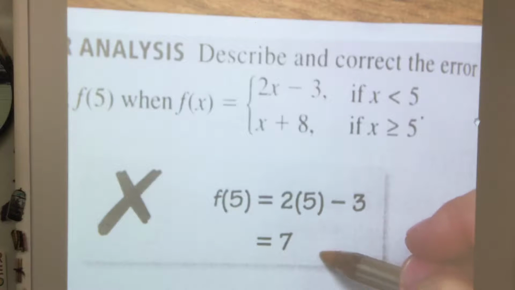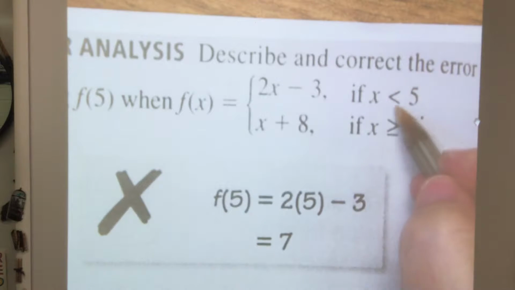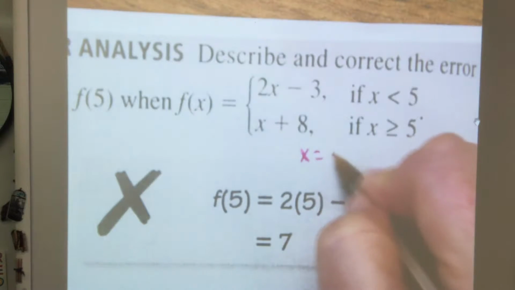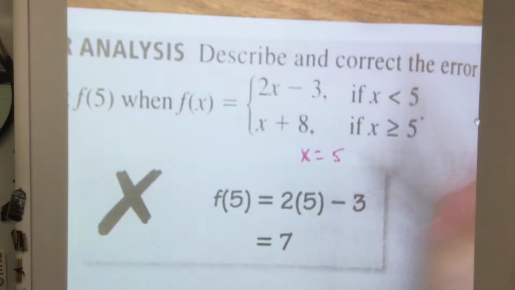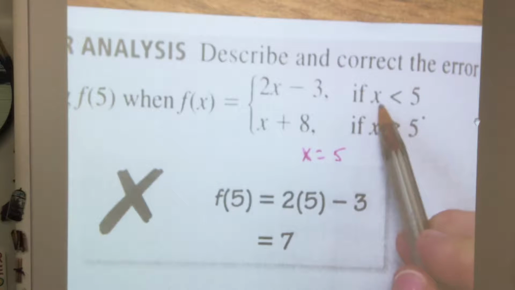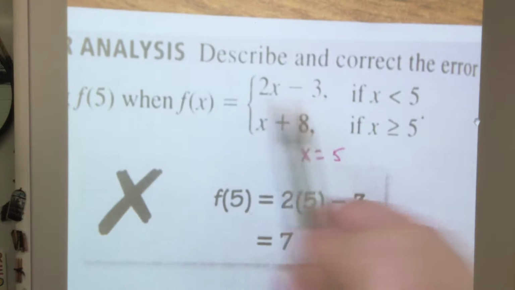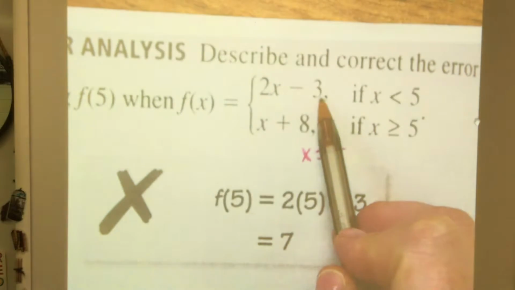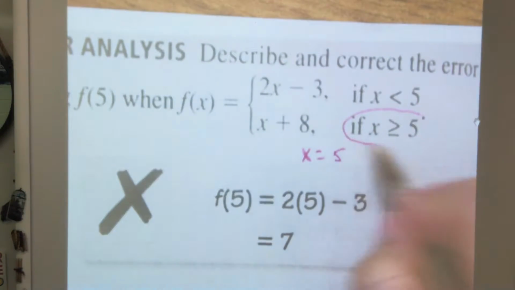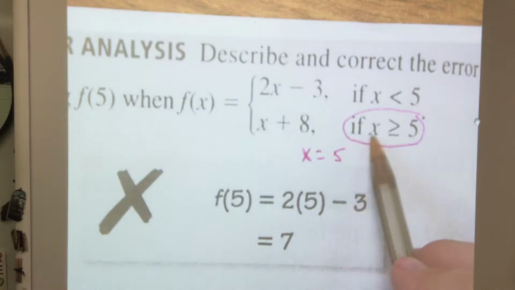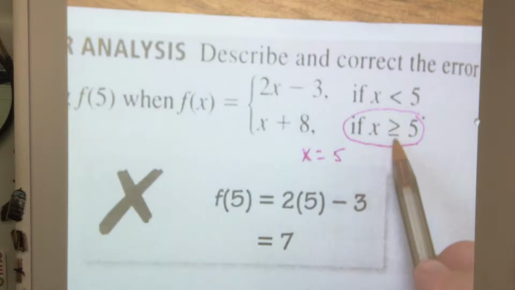this answer is not true. Because if you look, f of 5 means x equals 5. And if x equals 5, 5 is not less than 5. And they plugged 5 into this equation, 2x minus 3. This is the inequality that works for when x equals 5, because 5 is equal to 5.